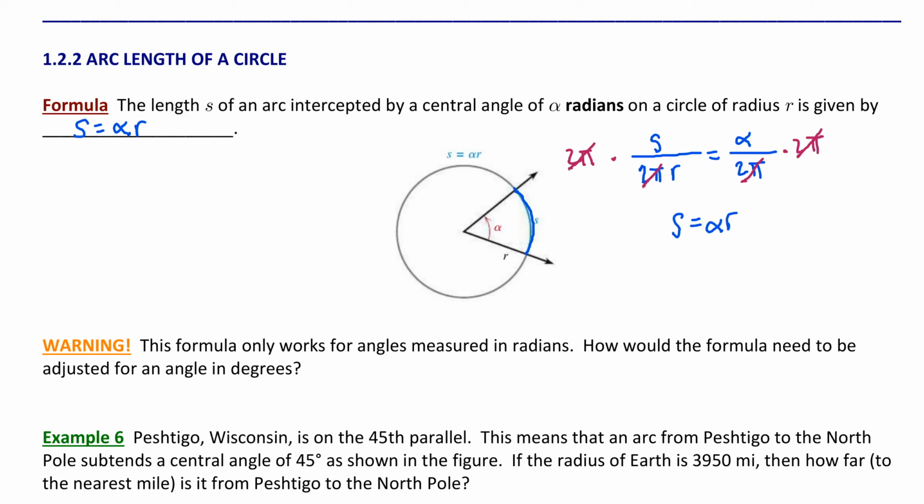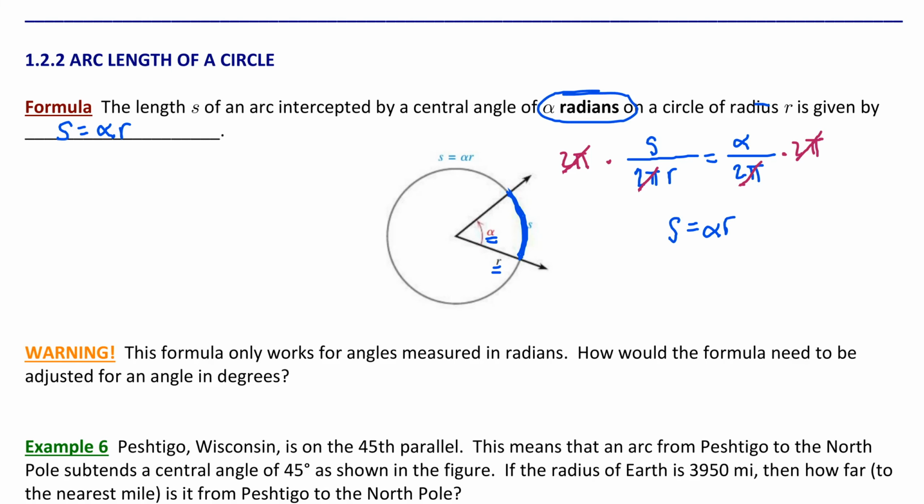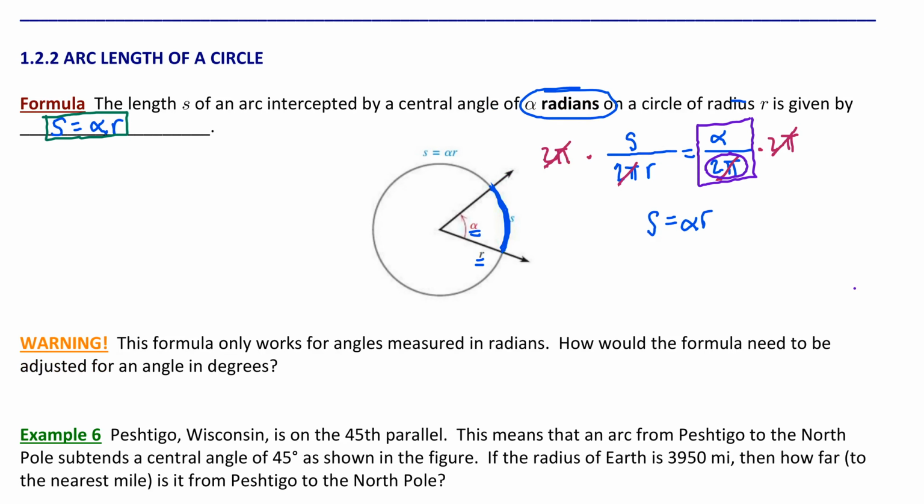So the length of the arc is directly proportional to the product of the angle in radians and the radius of the circle. Again, this is not a unit circle specifically, this is any circle. What's really important to recognize about this formula is that it only works for angles measured in radians. In the derivation of our formula, we made an assumption of alpha in radians with this factor right here. If the angle is measured in degrees, instead of having a 2 pi on the bottom, we'd have to have a 360 degrees on the bottom.